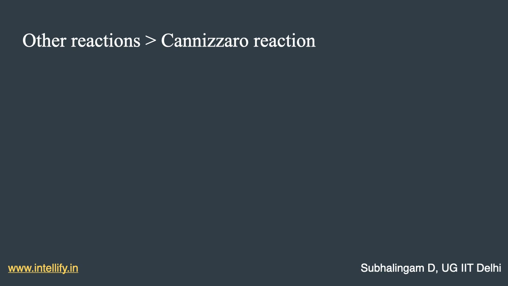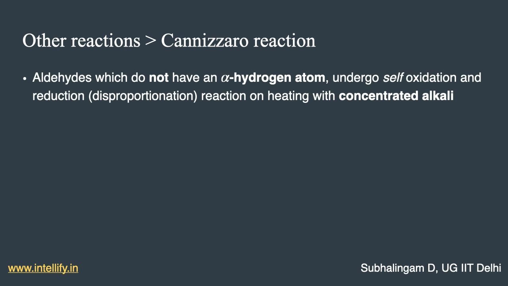Finally, some miscellaneous reactions. First is the Cannizzaro reaction, which is equally important as the aldol reaction. Aldehydes which do not have an alpha hydrogen undergo self-oxidation and reduction, that is a disproportionation reaction, on heating with concentrated alkali. For the aldol reaction, we needed at least one alpha hydrogen. Here, it should not have an alpha hydrogen. And previously we took a dilute alkali. Here we take a concentrated alkali.